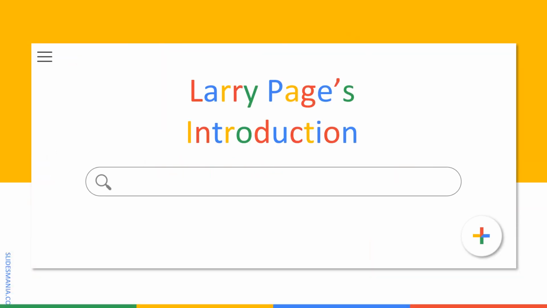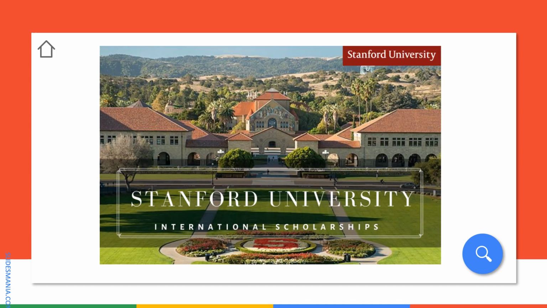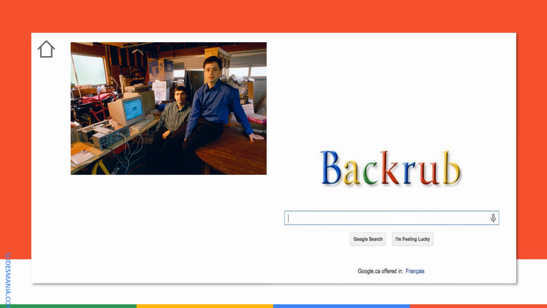And now, let's get started with the introduction of Larry Page. Larry Page was born in 1973 in Michigan. He is an inventor, engineer, and one of the founders of the famous company brand Google. During his years of studying at Stanford University, Larry Page met Sergey Brin, who later became a partner in creating Google with him. They worked together on a research project originally called Backrub.